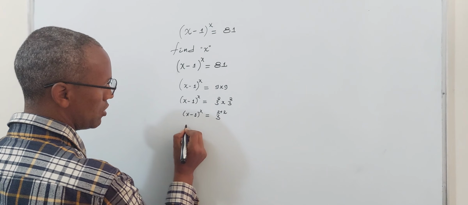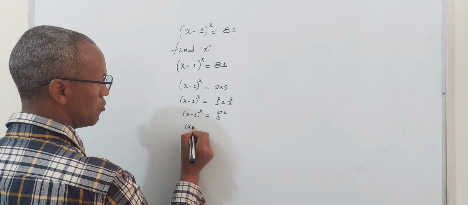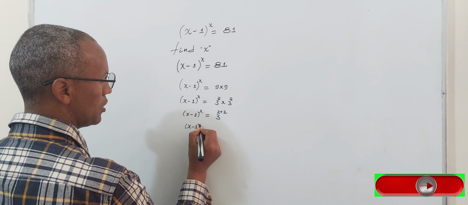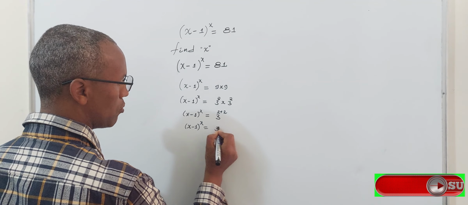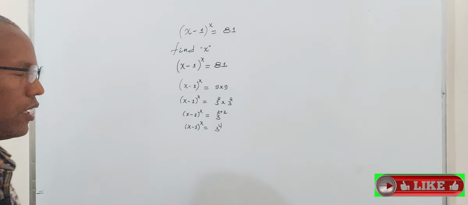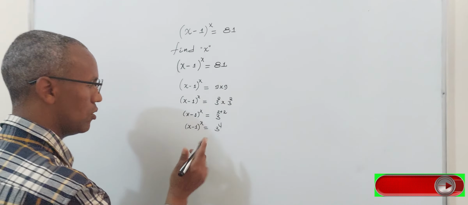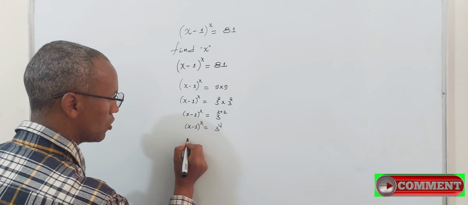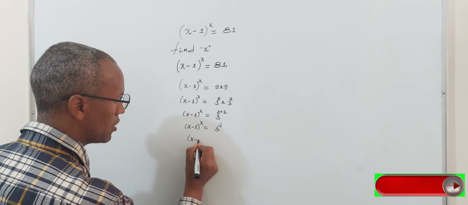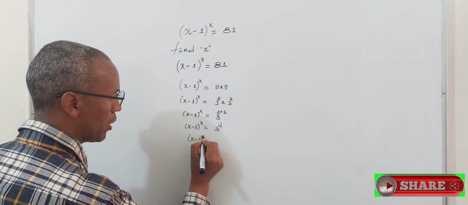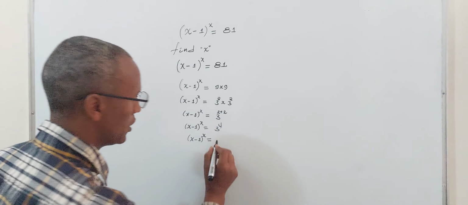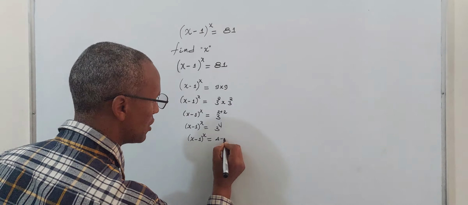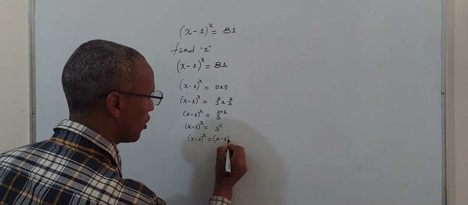So what you can do is, (x minus 1) to the power of x is equal to, you will get that 3 to the power of what? 4, right? Now, here is a trick. You need to know the trick. Which is basically (x minus 1) to the power of x is equal to 3, which means basically 4 minus 1, right?